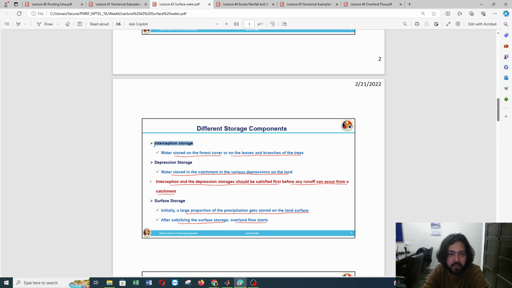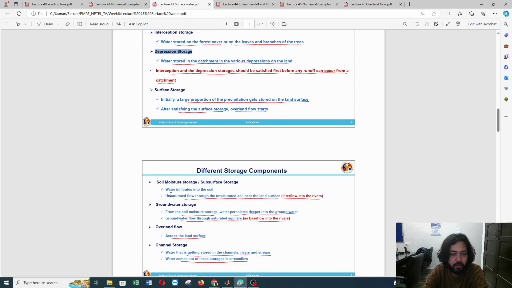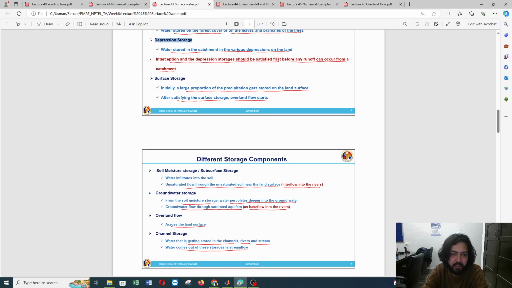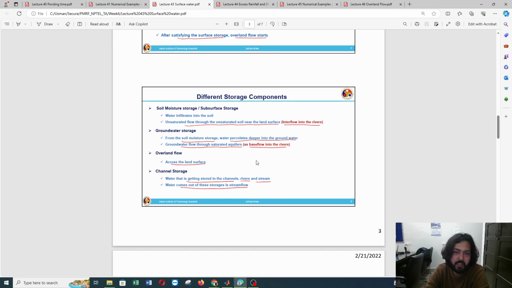We started with interception. So interception, we know the keyword is forest cover or vegetation. Whatever water is stored on forest cover or vegetation, that comes under interception storage. Then we talked about depression storage. That is the water that is stored in different depression on the land, that it could be a small lake or pond. Then we talked about soil moisture storage or subsurface storage, that is interflow of the river. And then we talked about groundwater storage, that is base flow.